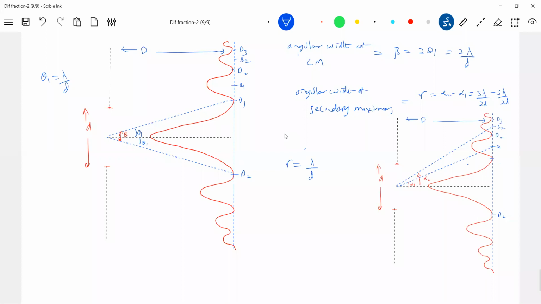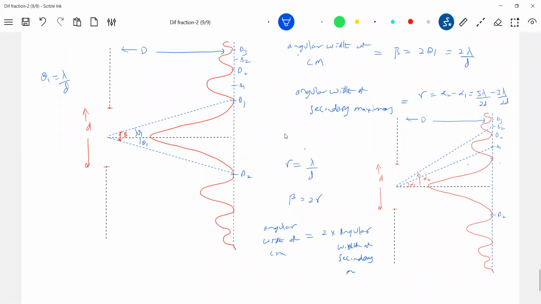Can you say anything about beta and gamma? Beta is 2 times gamma. So what is the angular width of secondary maxima? The angular width of central maxima is twice the angular width of secondary maxima. This is what I'm putting. So the angular width of central maxima is 2 times the angular width of secondary maxima.